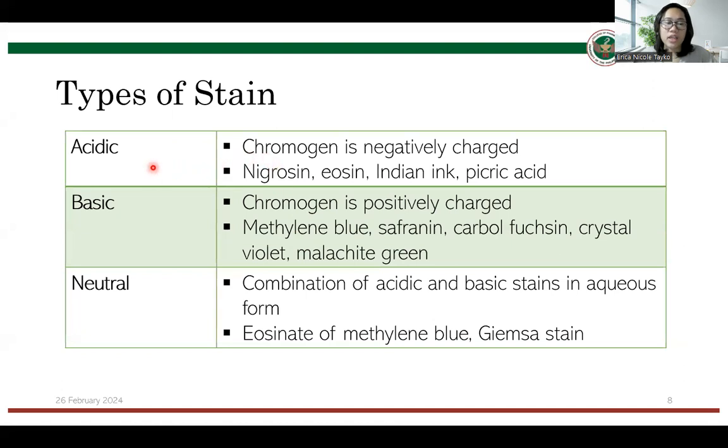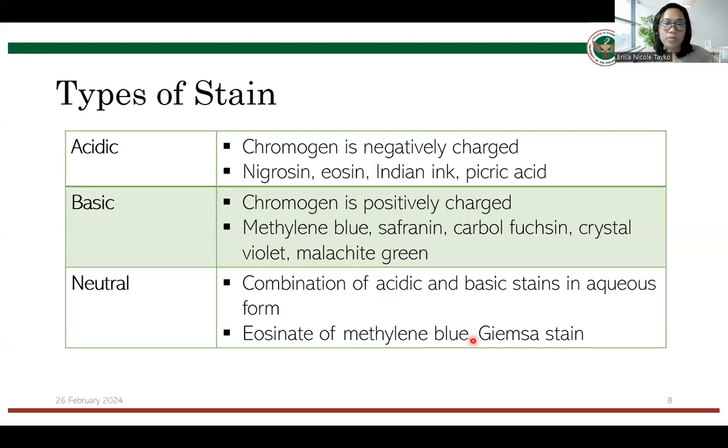Okay, so your stain is also composed of an organic portion of the dye that is responsible for the coloration. That is what we call the chromogen. So the dye is composed of your chromogen and another ion that is attached to it. Ngayon, what will determine if it is acidic or basic is the chromogen. When the chromogen is a negatively charged compound, we say that the stain is an acidic stain. Okay?